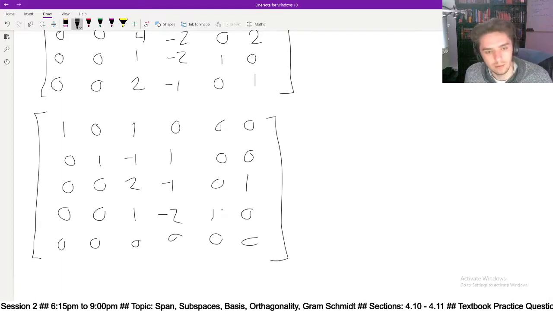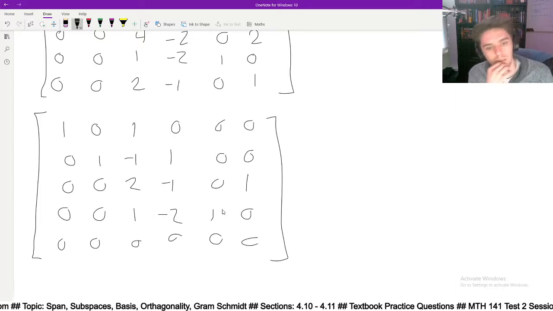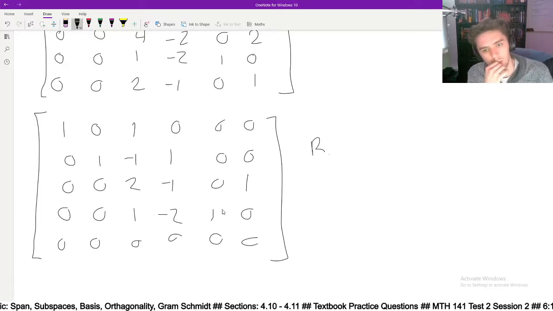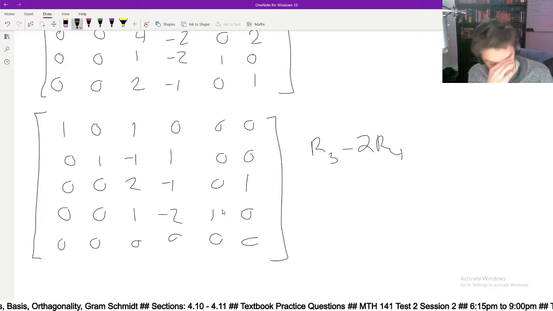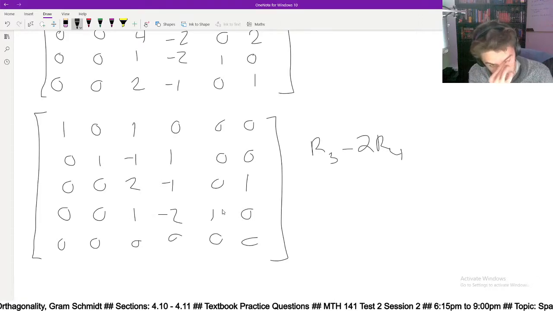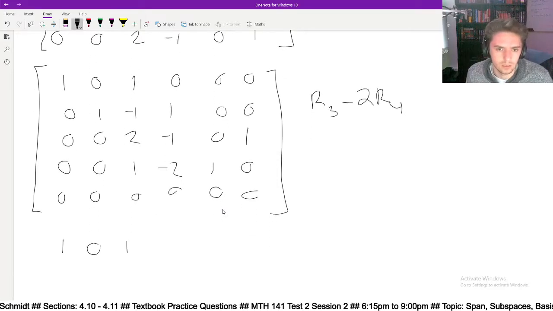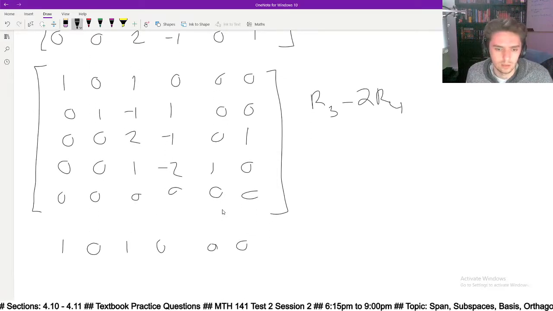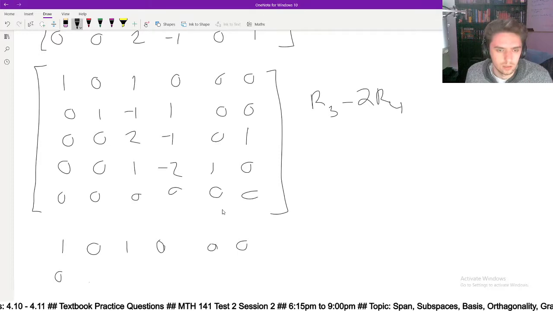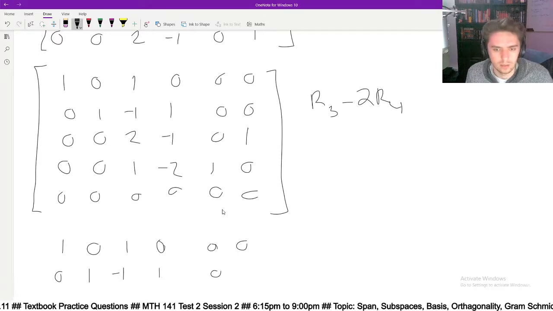And now I will just do, I guess I'll do row 3 minus 2 row 4. Row 3 minus 2 row 4. Let's see where that takes us. So 1, 0, 1, 0, 0, 0. 1, 0, 1, minus 1, 1, 0, 0.